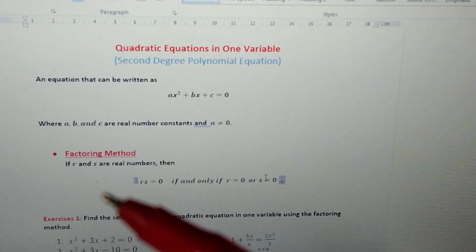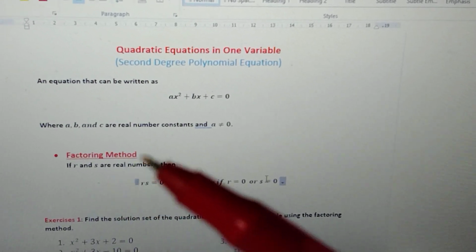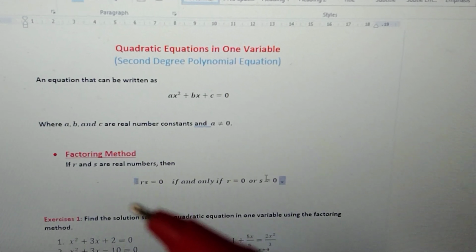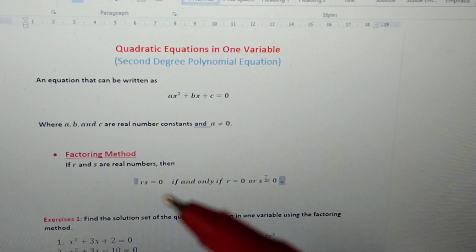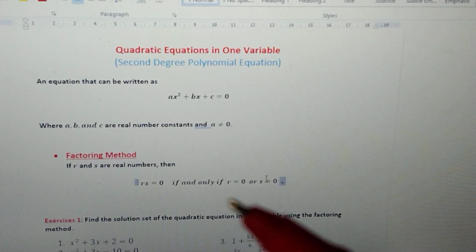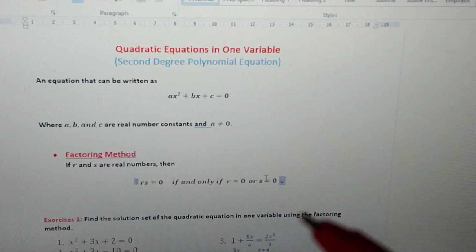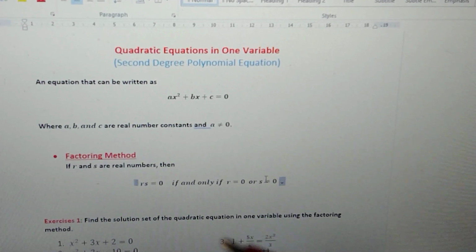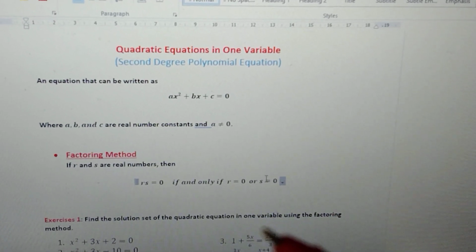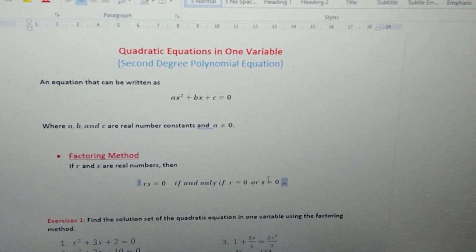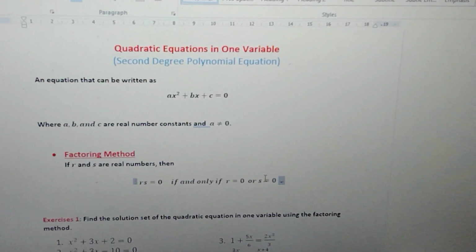Now, it says here that if R and S are real numbers, then the product RS is equal to 0 if and only if R is equal to 0 or S is equal to 0. So, meaning to say, in factoring, you need to factor the left side of the equation. First, it was not written here, no?